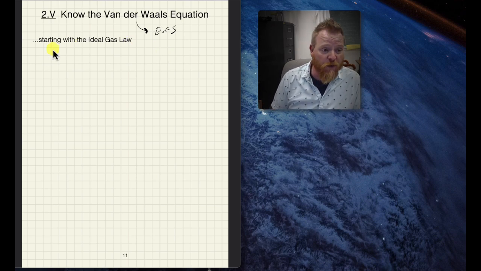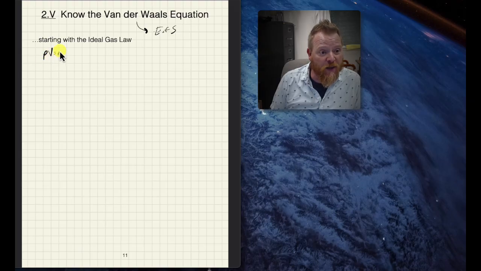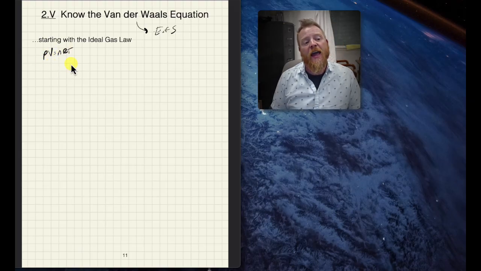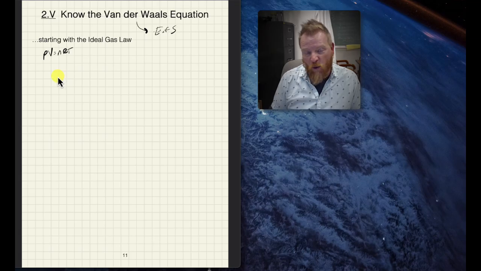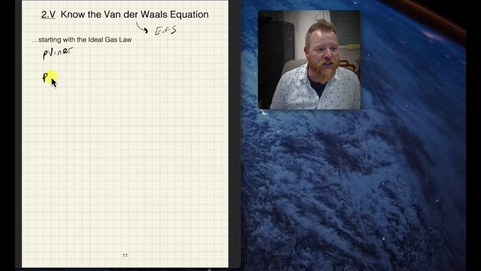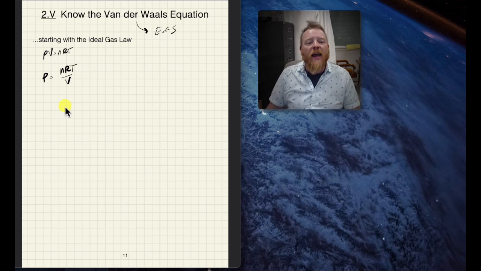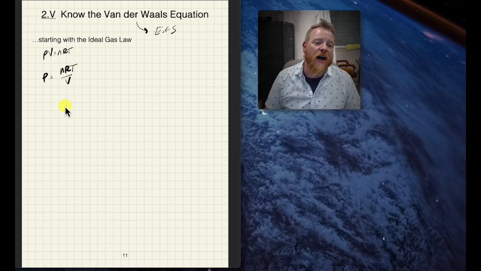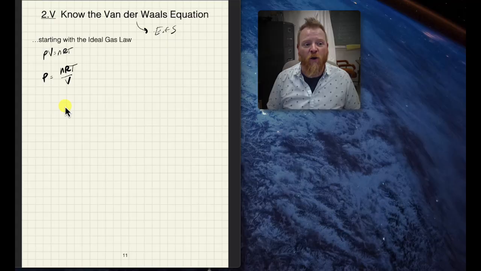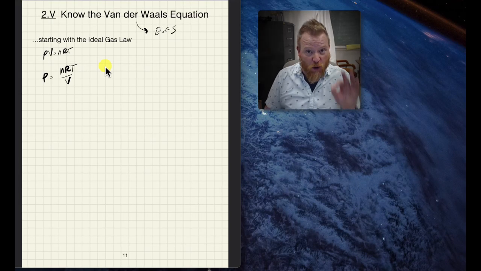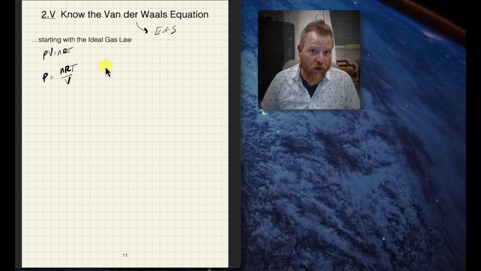So starting with that, PV equals nRT. And let's rewrite that in our equation of state notation. So P is a function of n, T, and V. So we'll say P equals nRT over V. And one of our postulates on ideal gas behavior, recall, is that the molecules are so negligibly small, their volume may be ignored compared to the volume they occupy.